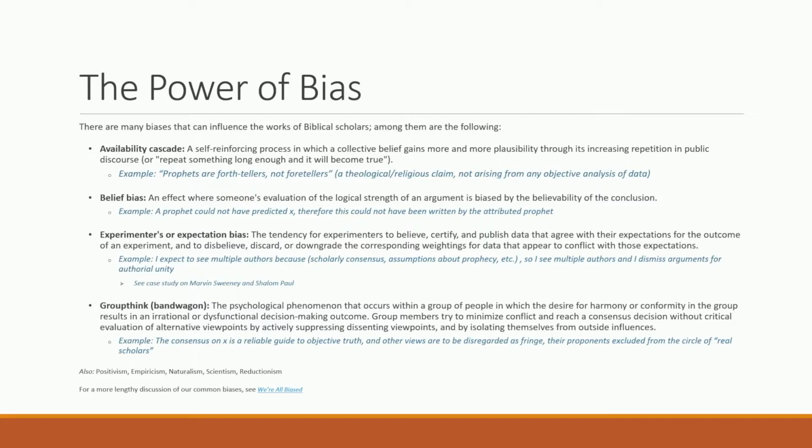Some other forms of bias are our isms, like positivism or empiricism or naturalism or scientism or reductionism. And I have a link here to a more lengthy discussion of our common biases. And that's at Nauvoo Neighbor. It's called We're All Biased. So if you want to research that in a little more depth, I recommend that resource.